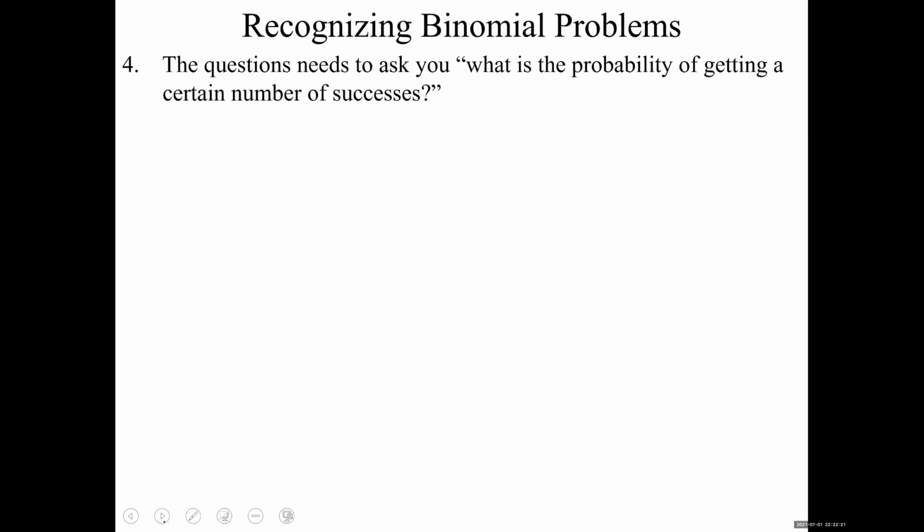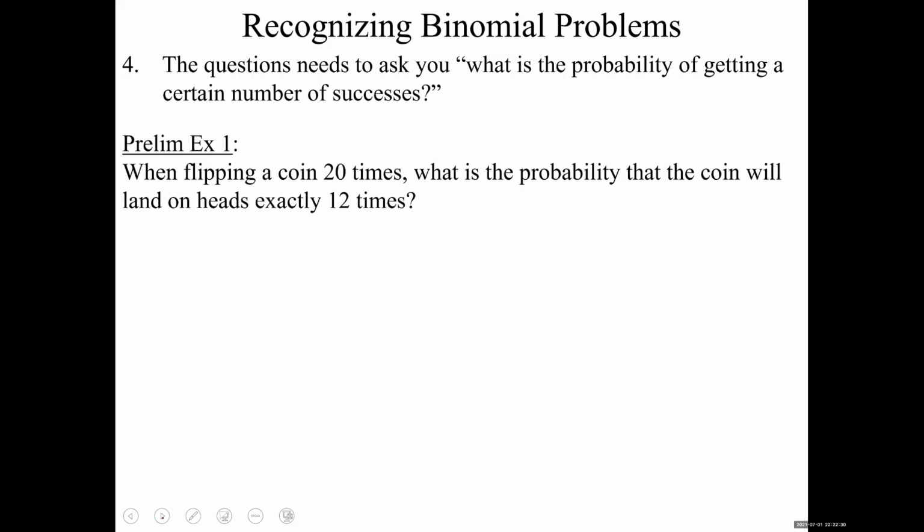Okay, fourth thing you look for. The problem has to say, what's the probability of getting this many successes? Let's go read the problems again. Here's the first one. When flipping a coin 20 times, what's the probability the coin will land on heads exactly 12 times? We've already said in this problem, if the coin lands on heads, it's a success. If the coin lands on tails, it's a failure. And now the question says, what's the probability that we'll get exactly 12 successes? Landing on heads is a success. And if I ask you what's the probability of getting that many successes, that's a binomial problem. Let's go to the next one.